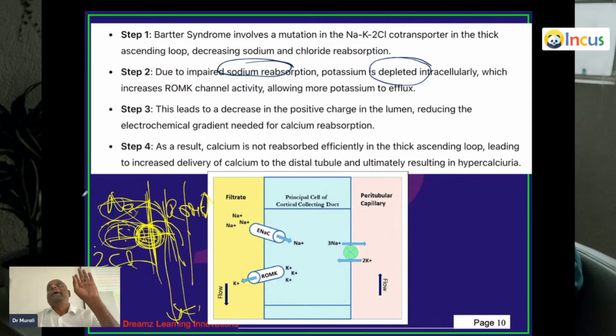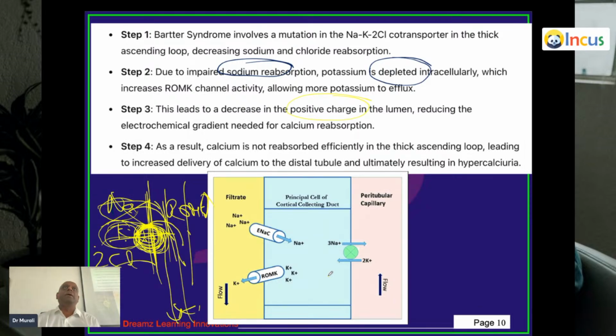Potassium is a positive ion, so that decreases the positive charge, because intracellular potassium is depleted. It is more and more effluxed and lost, and that will change the positive charge of the cell membrane. That in turn will alter the electrochemical gradient required for calcium reabsorption, and that makes calcium not reabsorbed. Calcium is also lost into urine.